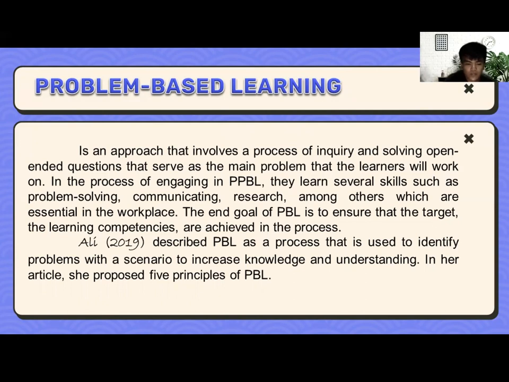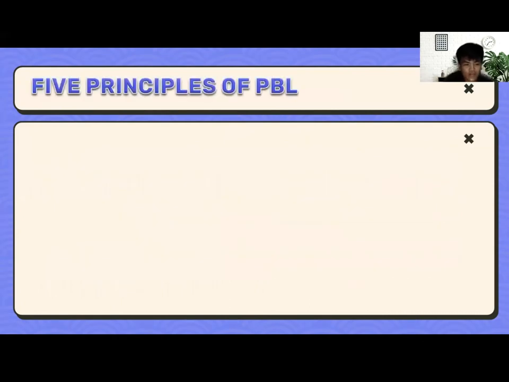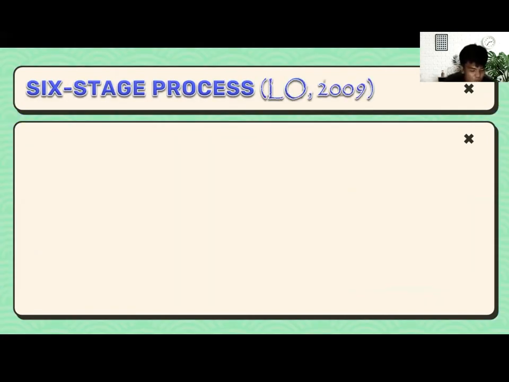So the goal of the PBL is to ensure that the target learning competencies are achieved in the process. According to Ali 2019, PBL is described as a process that is used to identify problems within a scenario to increase knowledge and understanding. In her article, she also proposed five principles of the PBL. We have here the five principles of PBL according to Ali 2019, and the proposed six-stage process in the adoption of online PBL.